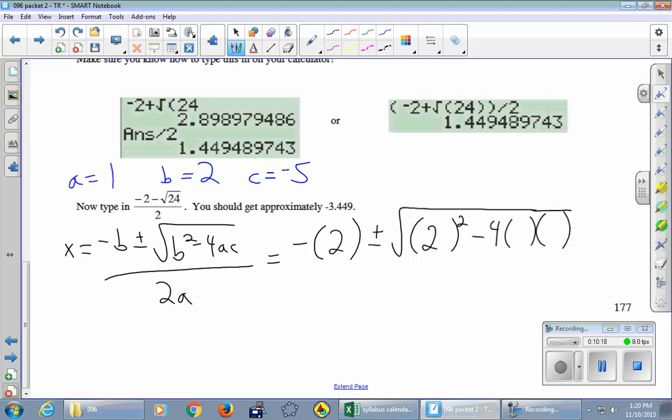How much is A? 1. How much is C? Negative 5. Careful with those signs.